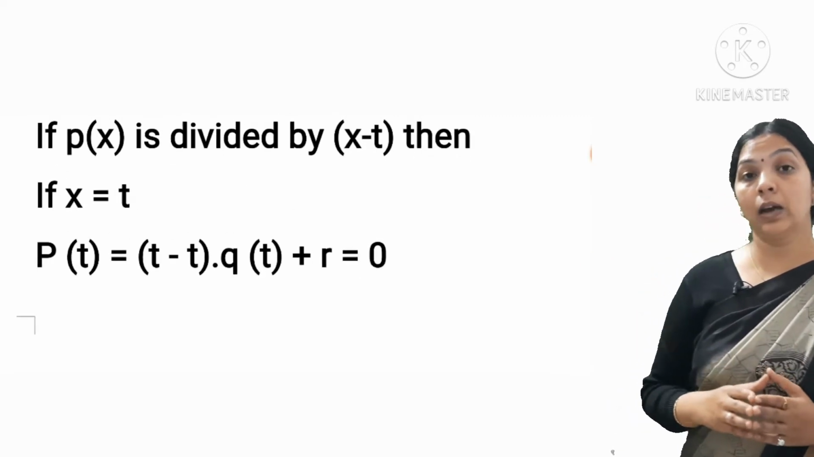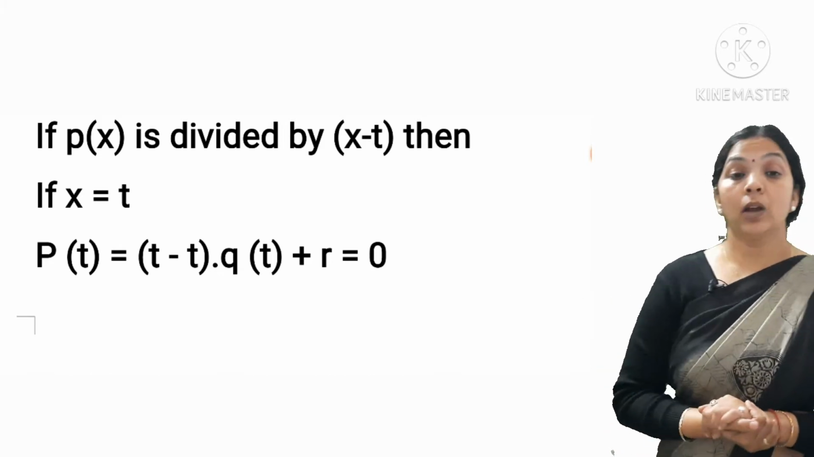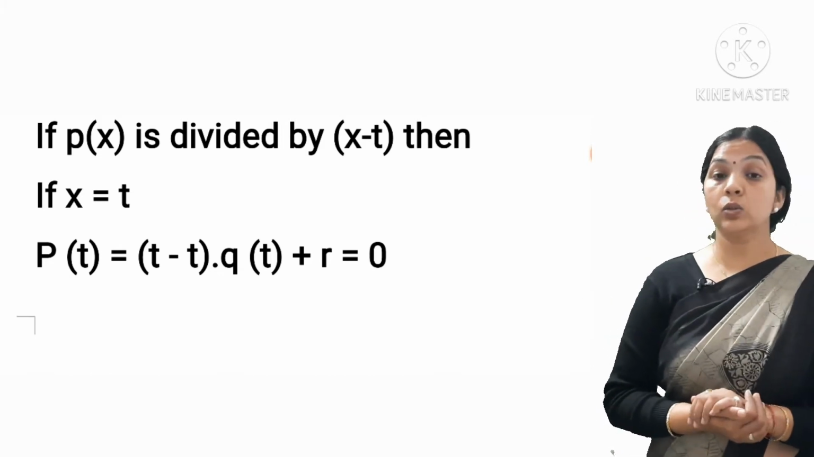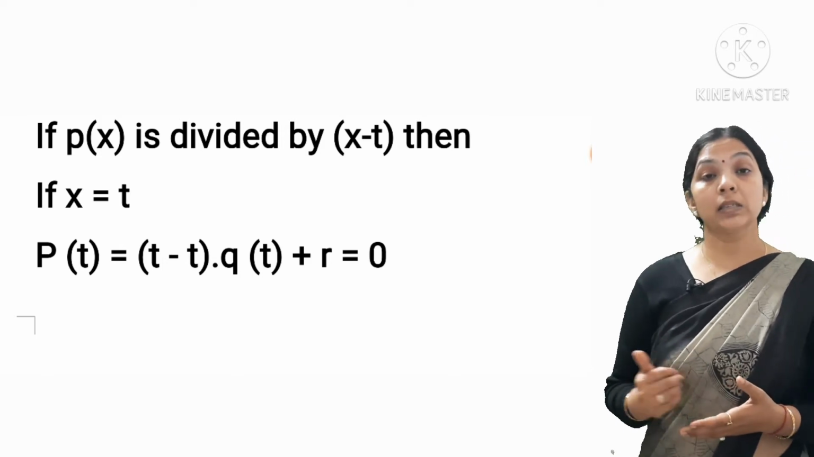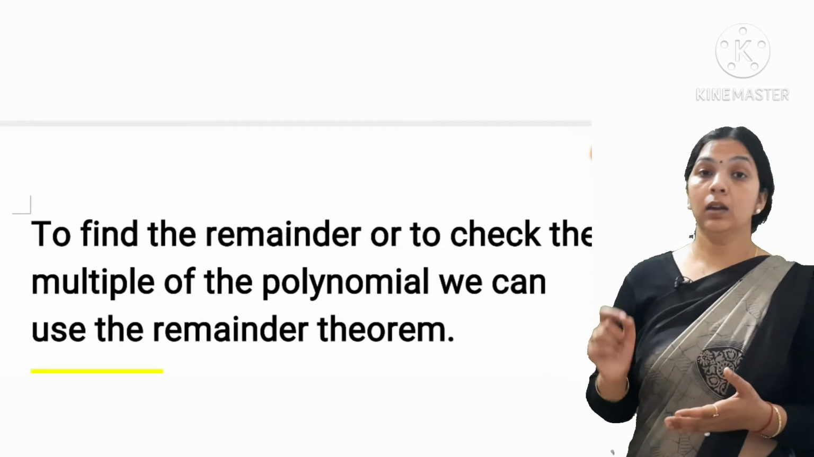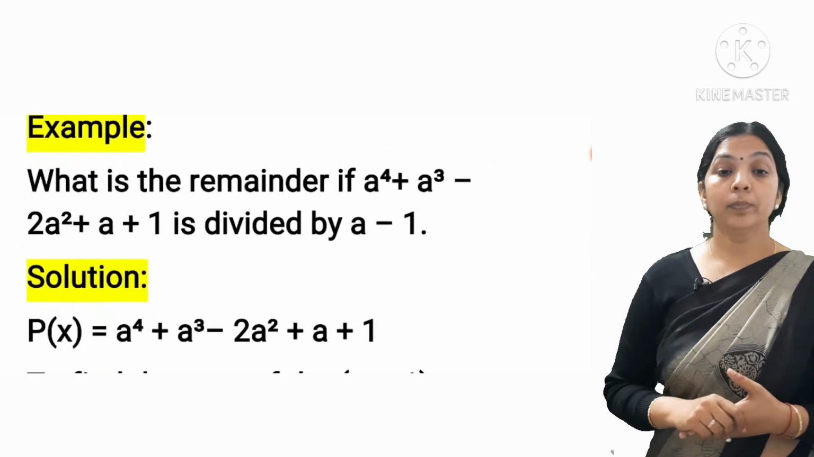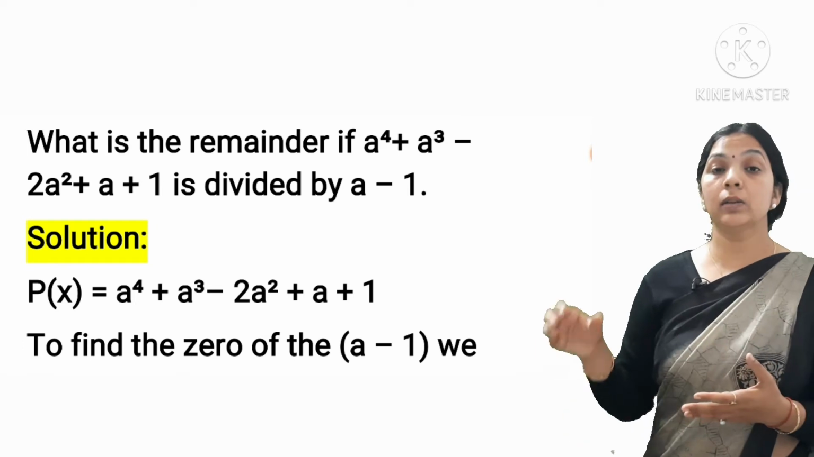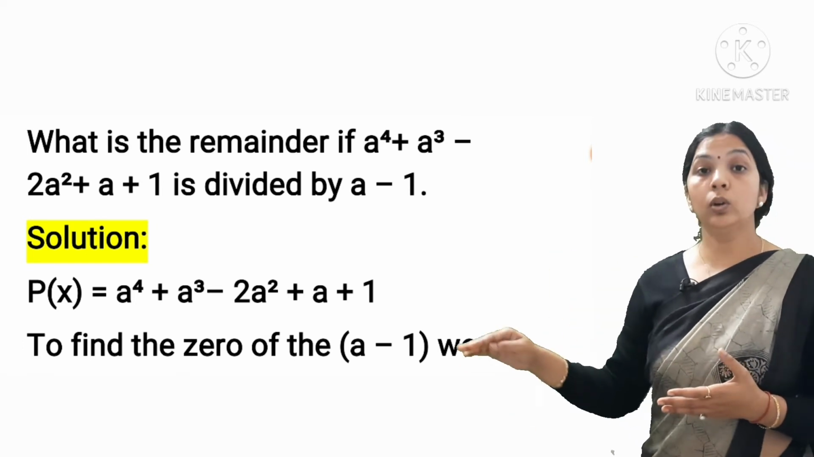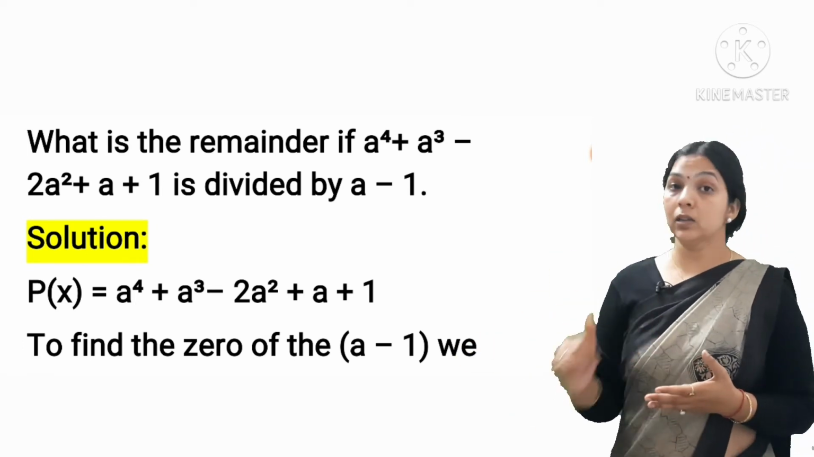Let's understand with the help of this given example. Now what is the remainder if a raised to power 4 plus a cube minus 2a square plus a plus 1 is divided by a minus 1? Okay, so you have to find the remainder. The simple method or the general method is to divide the whole polynomial by a minus 1.